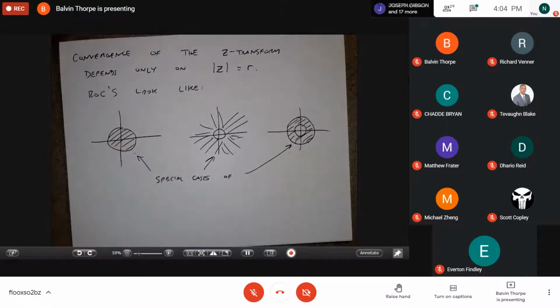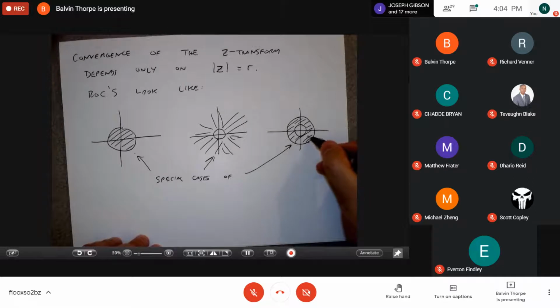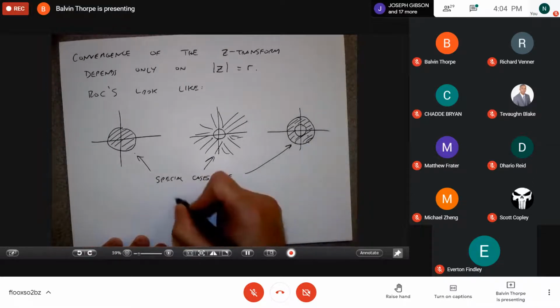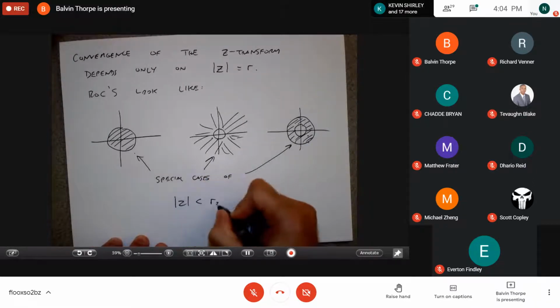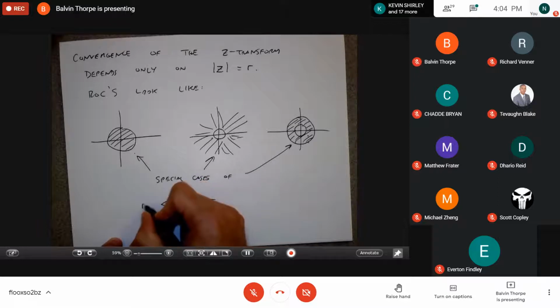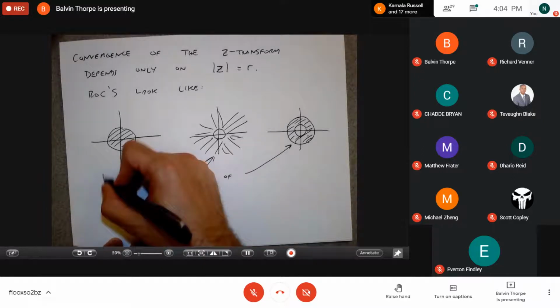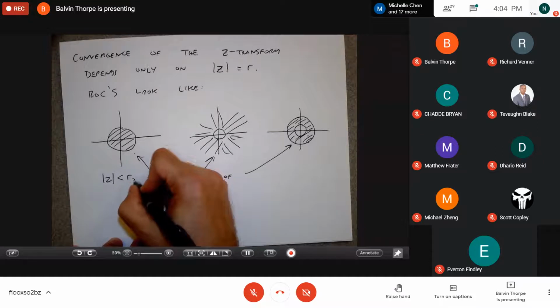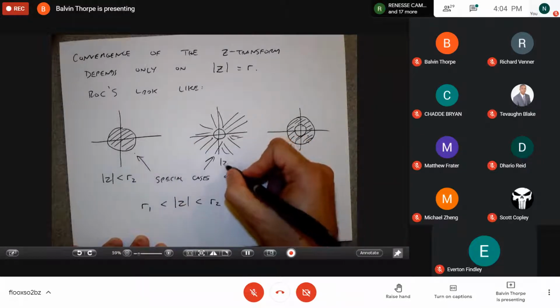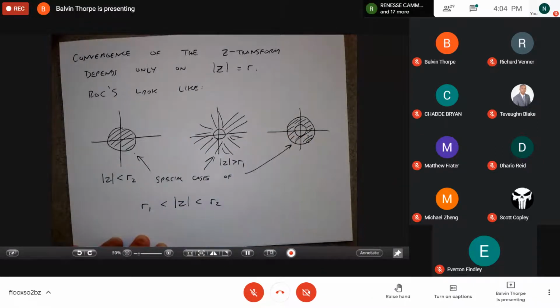So in some sense, ROCs generally look like this, something like the magnitude of values like this. And in the limit, this is like saying I have the absolute value of z less than something, and this is like saying the absolute value of z is greater than something.